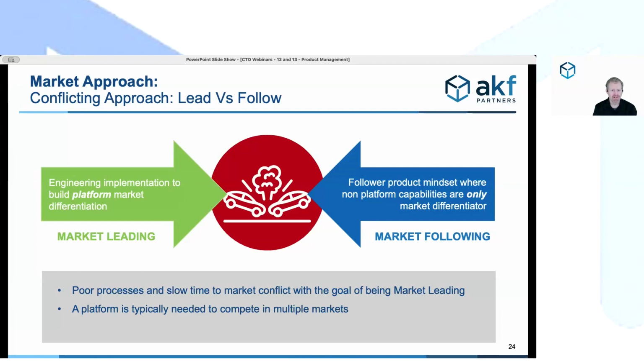So again, the goal is to lead and win in market, but understand you may be in an operating model or business where you are a quick follower, and the product itself is not the key buying decision.